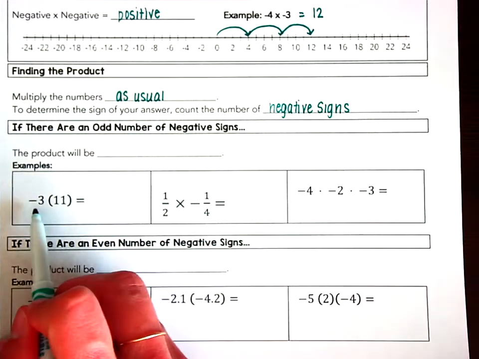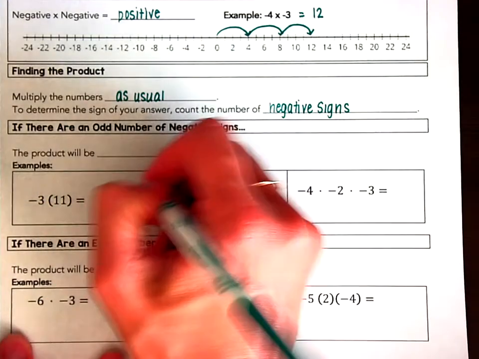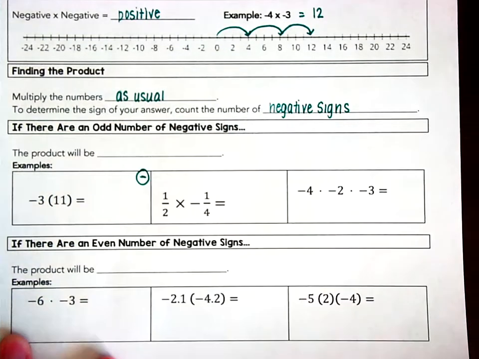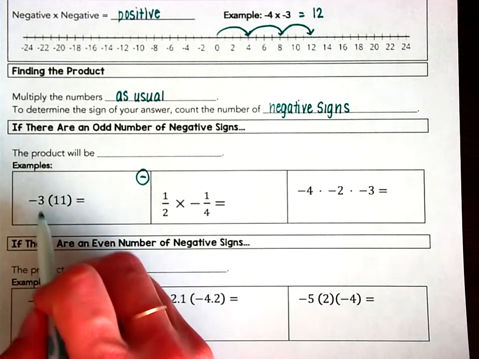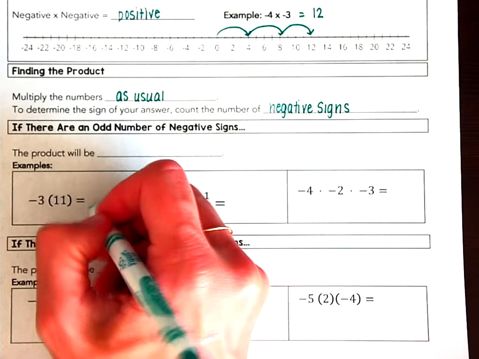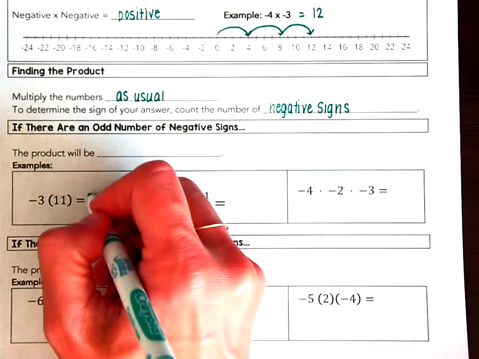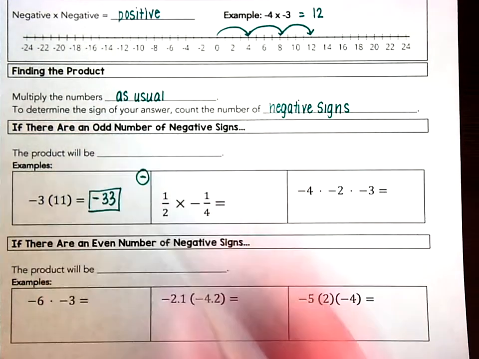Well, we know from above that a negative times a positive is going to give us a negative number. So I always like to start, I know my answer is negative, I'll make a note of that. We can multiply those numbers as usual. So 3 times 11 is 33. But again, I know that in this case, my answer needs to be negative because I have a negative times a positive. So my answer is negative 33.